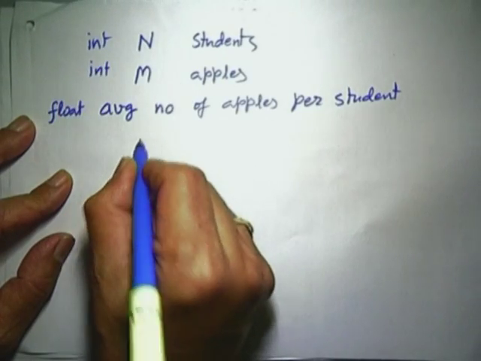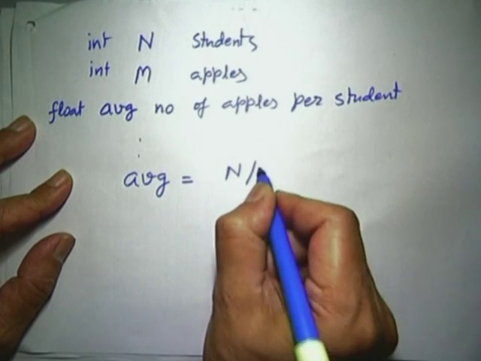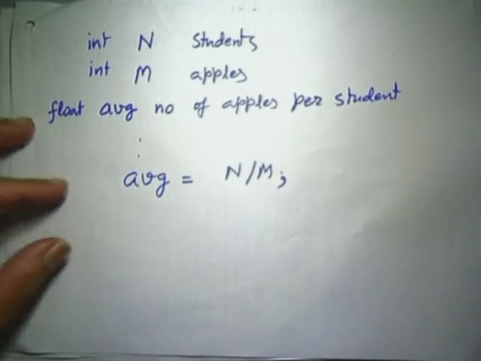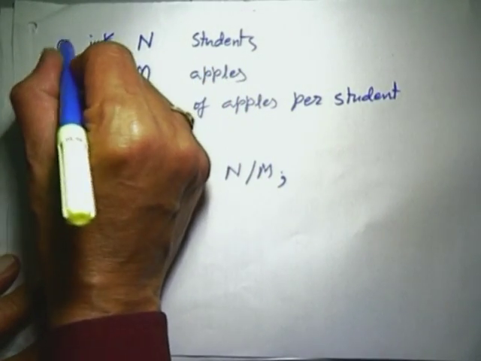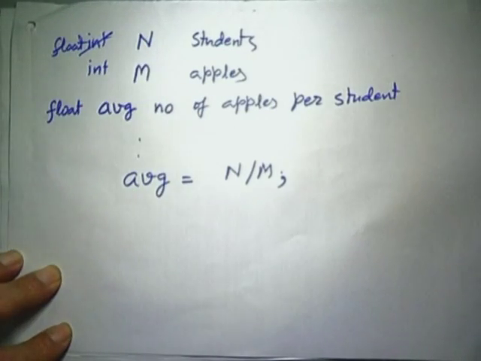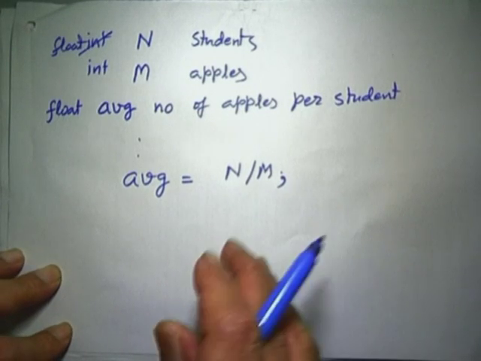So if I say in my program, average is equal to n upon m, what will I get? Integer divided by integer, and obviously there should be more apples than students, so the average number of apples will be zero, which is not the correct result. I could do one of two things. I could say that, look, I want to avoid this, so let me declare, instead of this int, let me declare this as float. Even declaring one of the values as float will solve the problem, because when I have an operation between float and int, then int is converted to float.